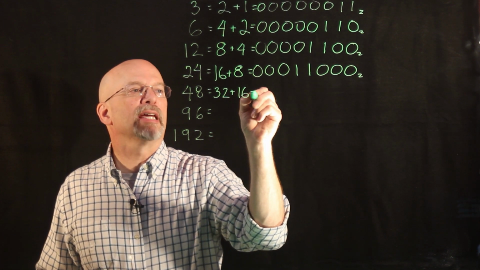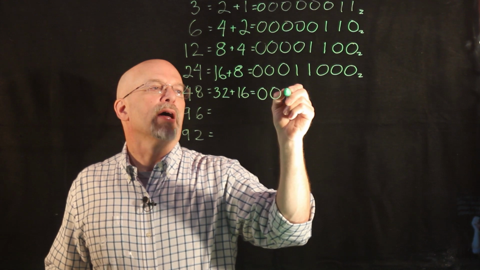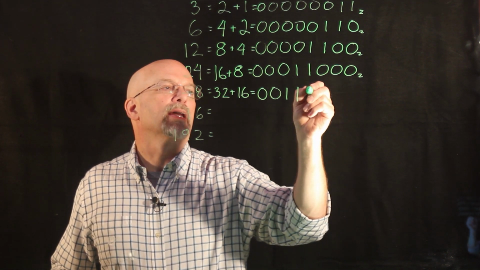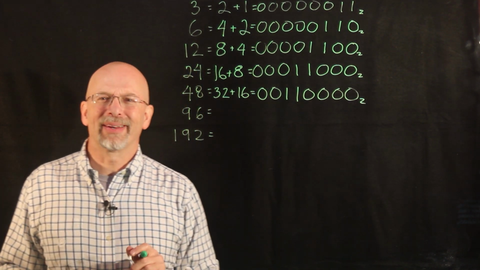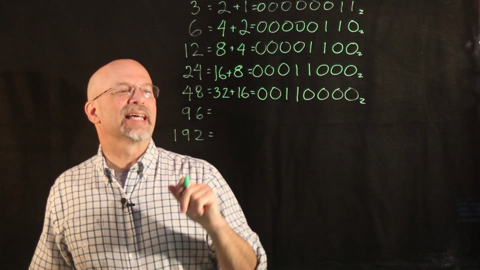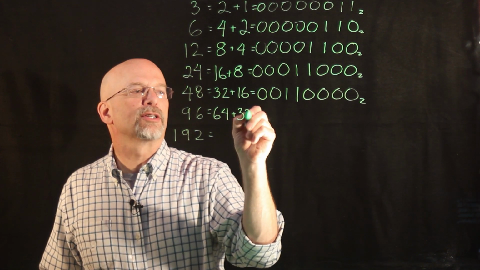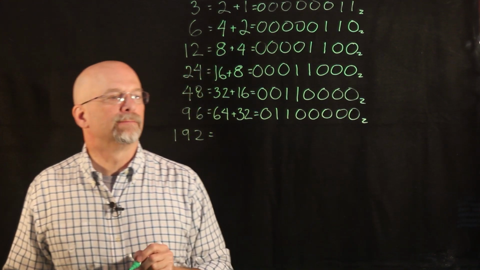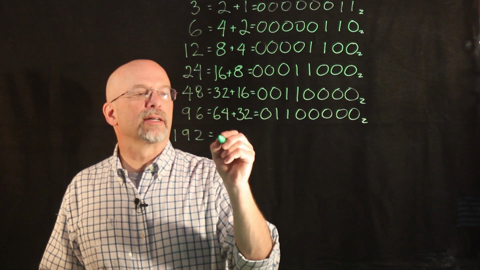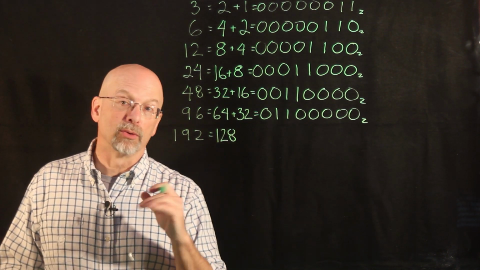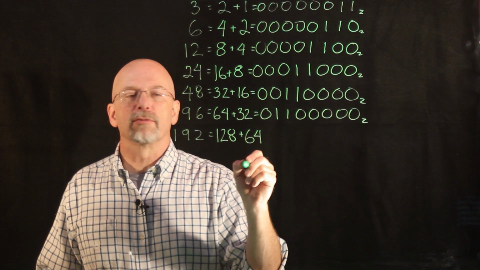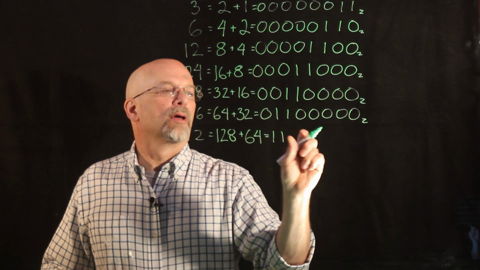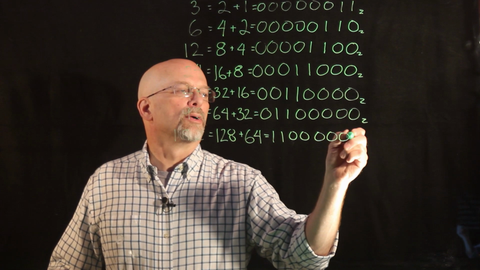48 is 32 plus 16, which means it is now 0, 0, and then the 2 to the 5th position, 32, has a 1 in it. The 2 to the 4th position, 16, has a 1 in it, and then we have 4 zeros. Notice a pattern happening here? Hope so. 96 is 64 plus 32, which is equal to, in binary, 0, 1, 1, 0, 0, 0, 0, 0. And then 192 is simply 128, also a power of 2, 2 to the 7th, plus 2 to the 6th, or 64, which gives us the binary value 1, 1, 0, 0, 0, 0, 0, 0, base 2.